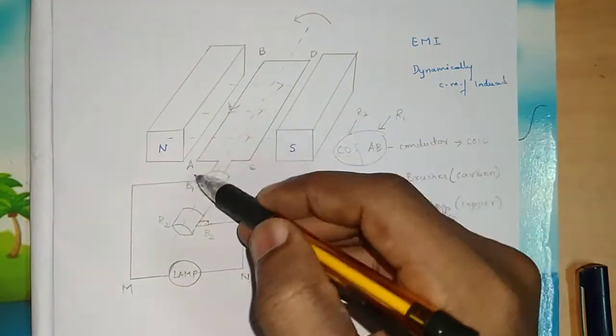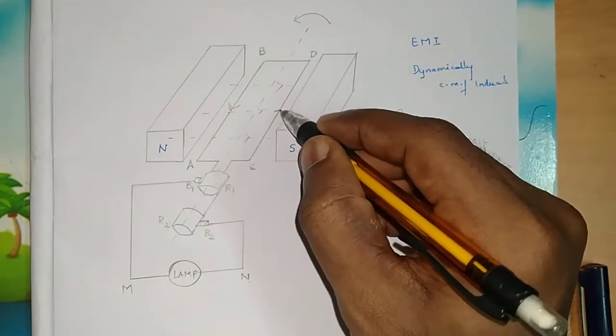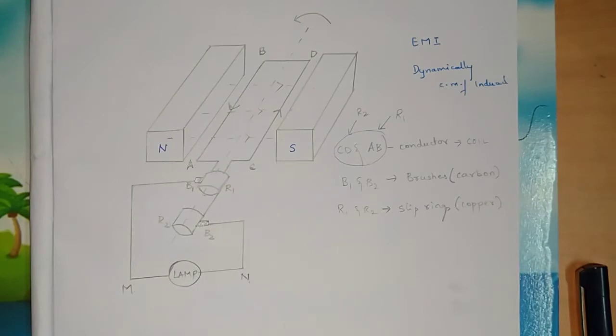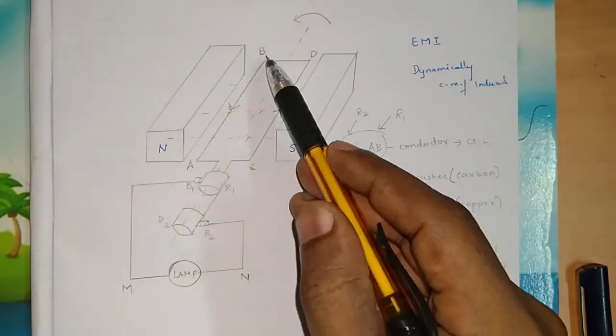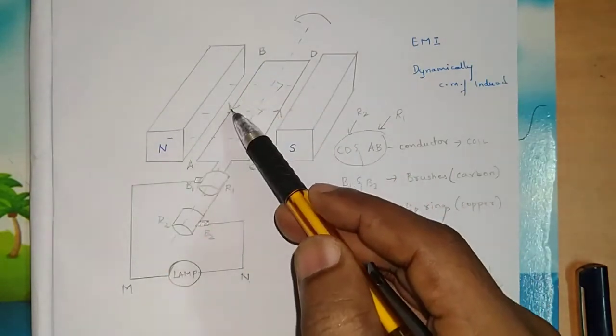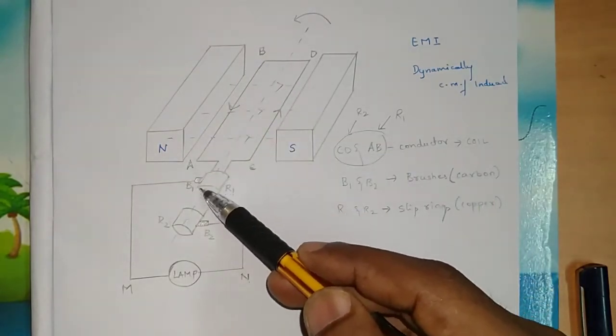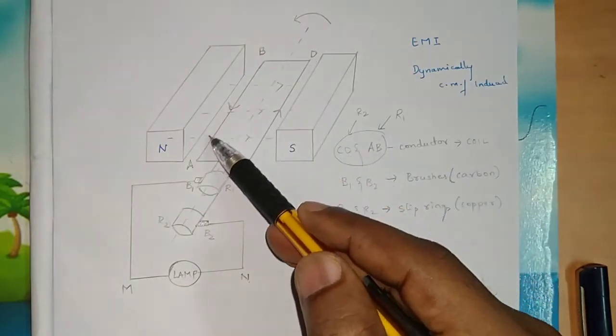So here I have drawn from B to A. In this conductor I will draw the direction from C to D. So this is the direction of current which will flow through the conductor. You can see from B to A the current direction flows. So from here you can just see, as I told, AB conductor is connected to slip ring R1. So from B to A the current flows.